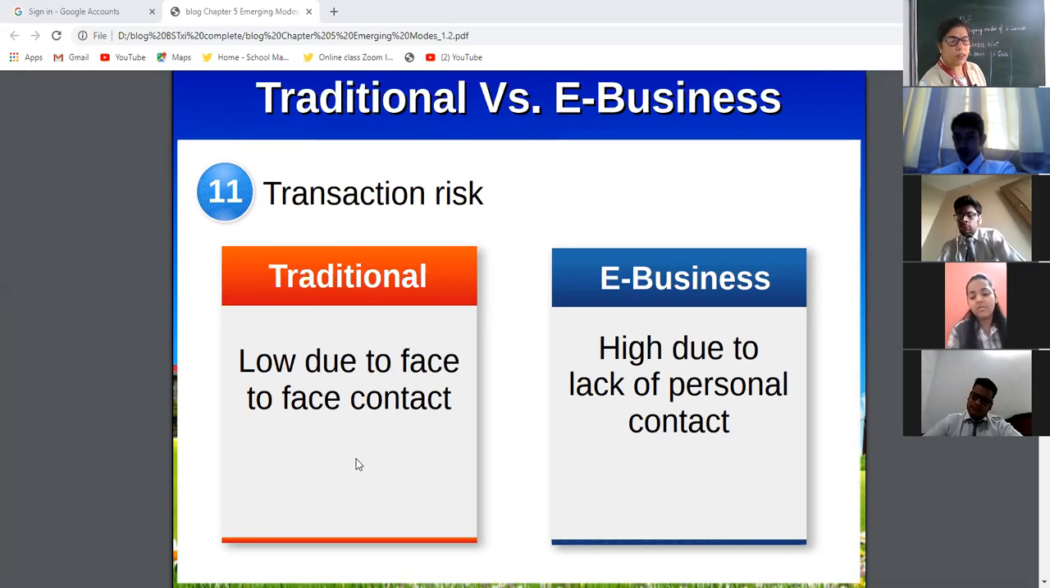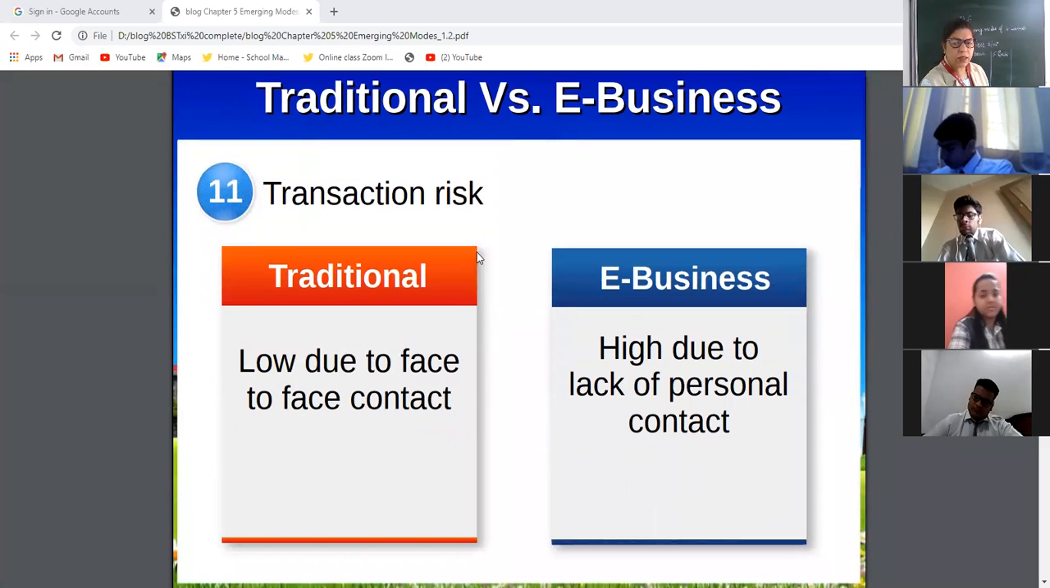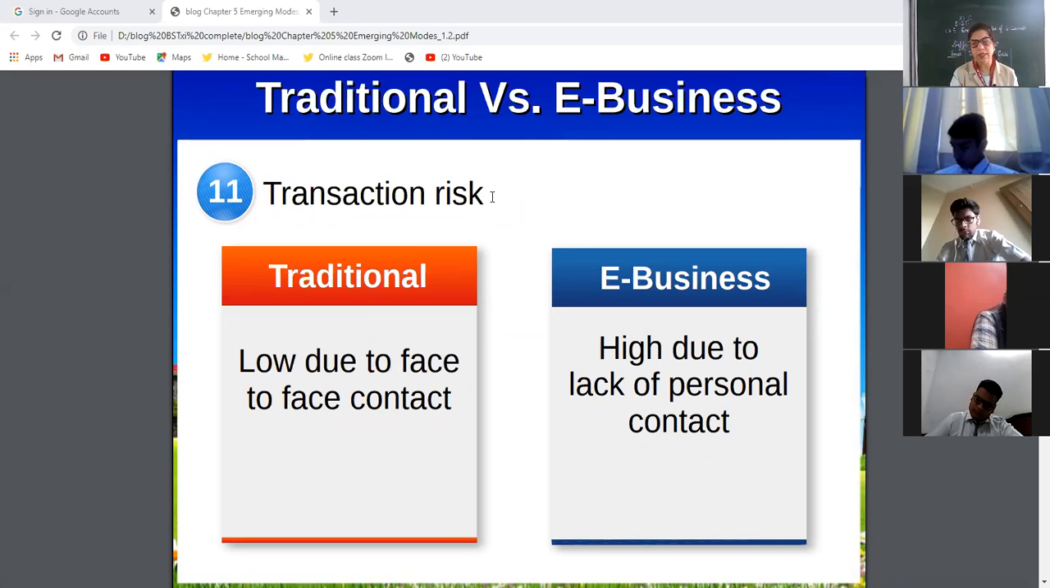So generally transaction risk is less in traditional business. So transaction risk, payment risk and delivery risk, please note down, all risks are less in traditional business. That's why people of old age prefer traditional business, because there is less risk in payment, in delivery, in goods taking and giving, and in transaction, in giving the order, while taking the product. Payment risk is also very less.